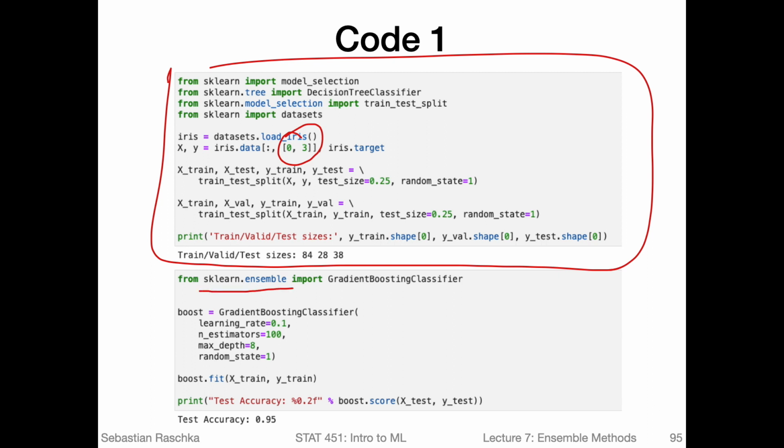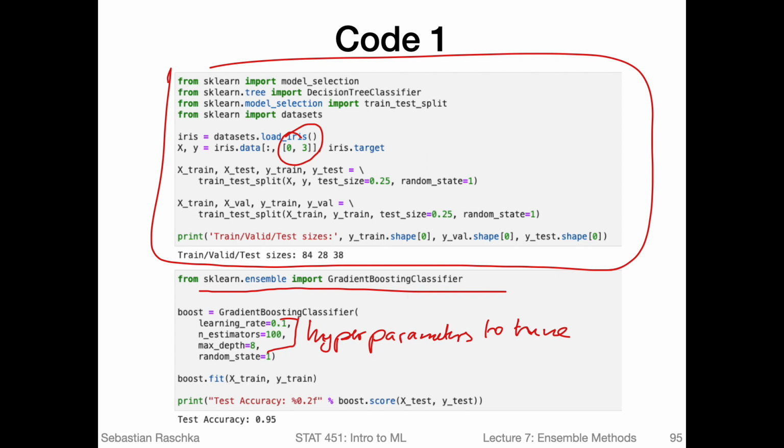Then we are implementing the gradient boosting classifier from scikit-learn's ensemble submodule. Except for the random seed here, these are the hyperparameters that I was defining. These would be hyperparameters to tune, for example, via grid search or randomized search and so forth.